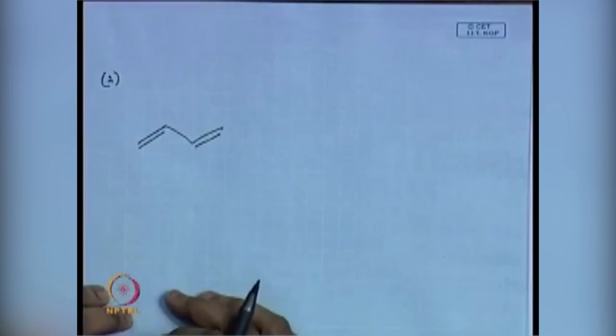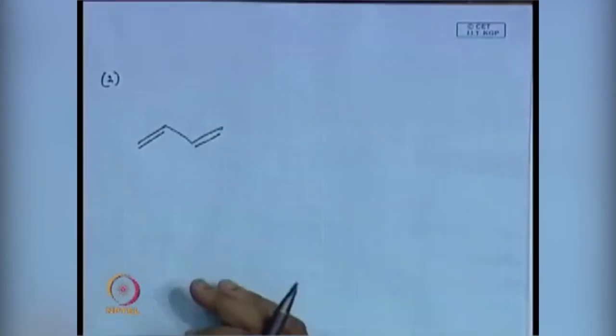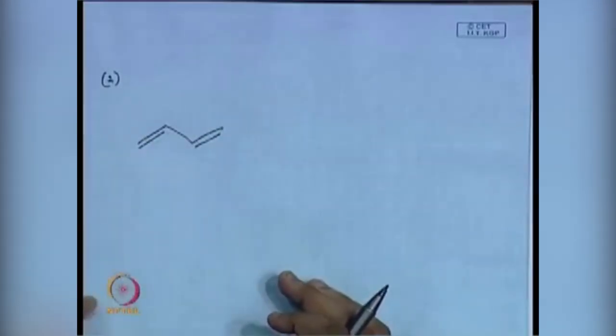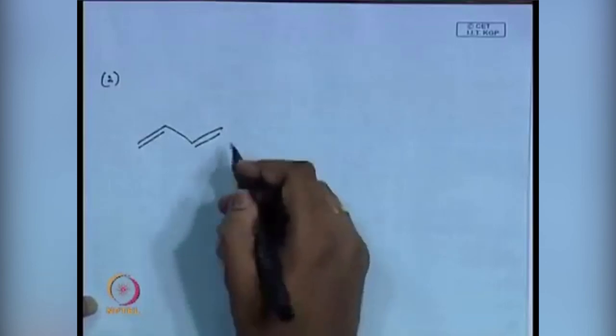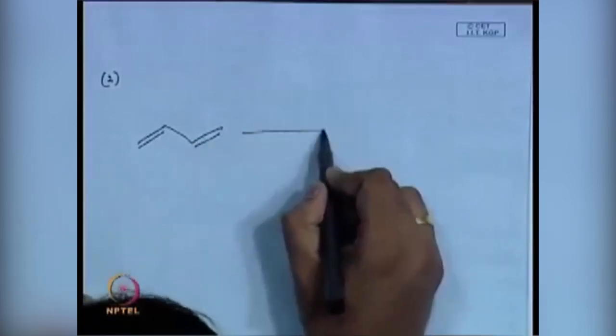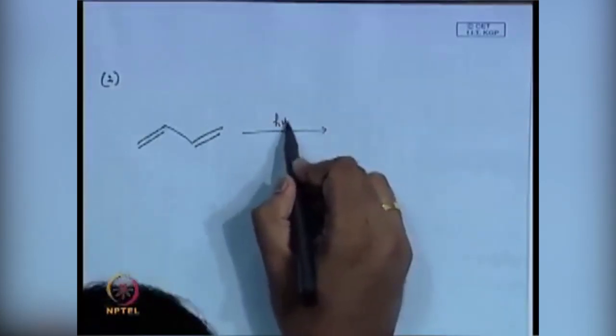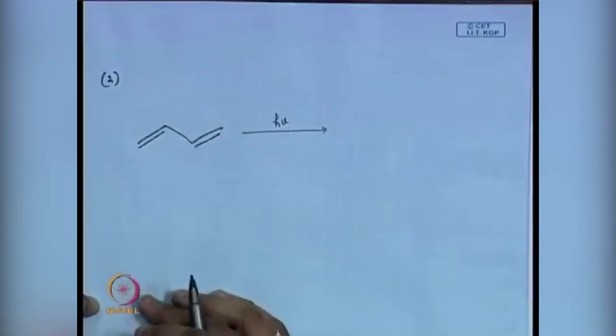I will take a type of butadiene. Since we are going to study pi star chemistry next class, it is better that you get involved in this. When I photolyze this, most of the time with alkenes, the energy gap between the singlet and triplet is huge. So most of the time you see chemistry happening from the singlet when you go for alkene pi star chemistry.